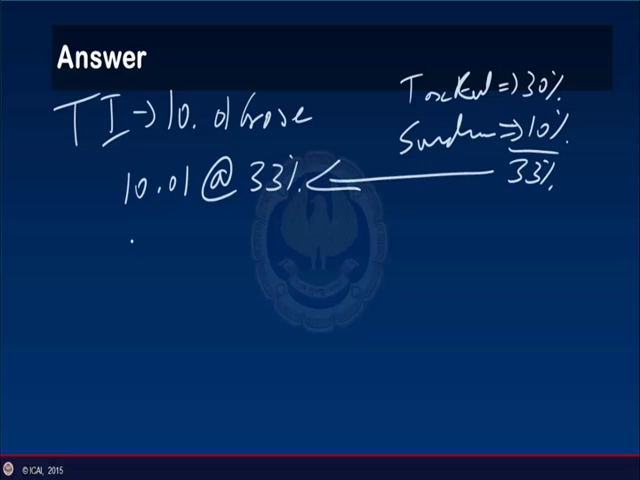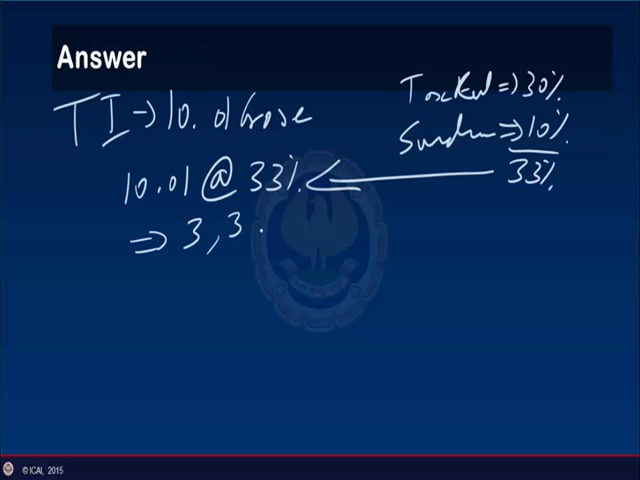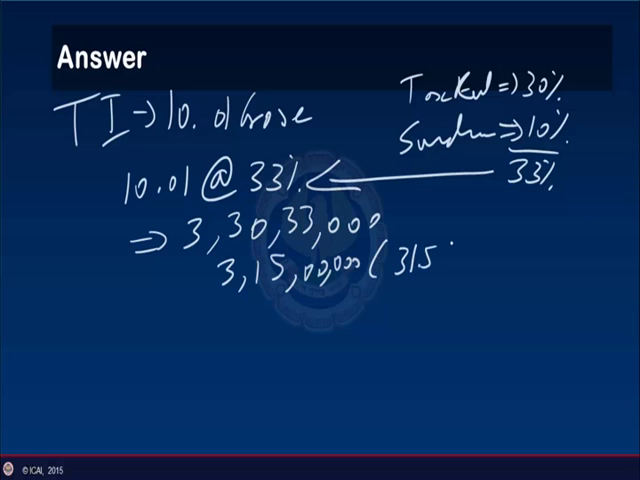So in this case, the tax is 3 crores 30 lakhs 33,000. However, tax cannot exceed 3 crores 15 lakhs, which is 31.5% of 10 crores. Hence, the marginal relief would be this minus this, which in this case would be 14,33,000.